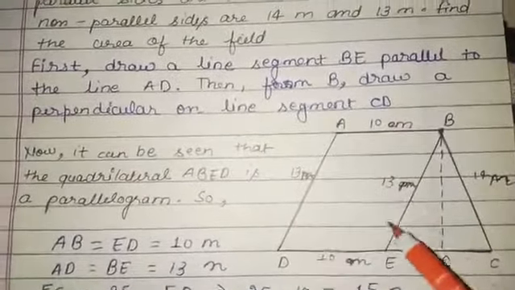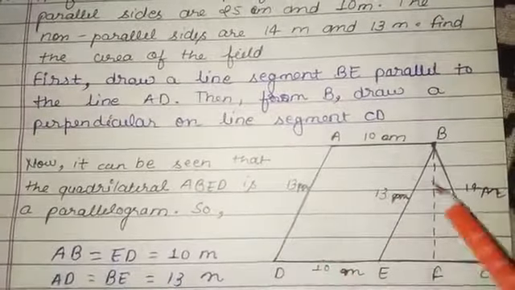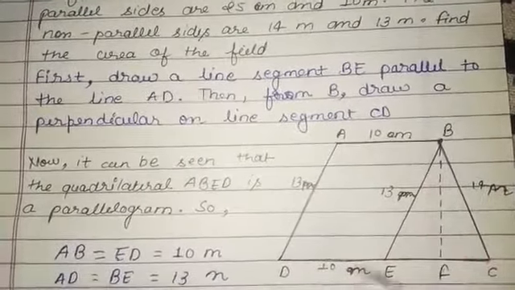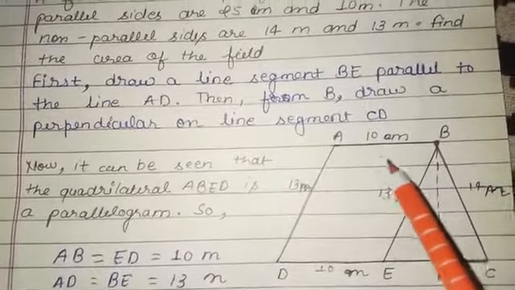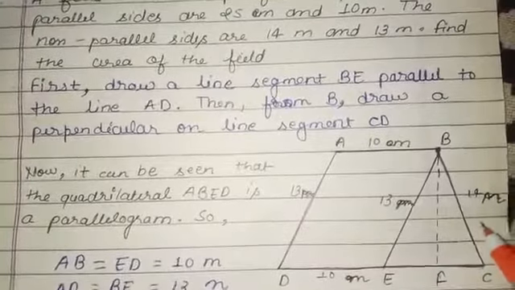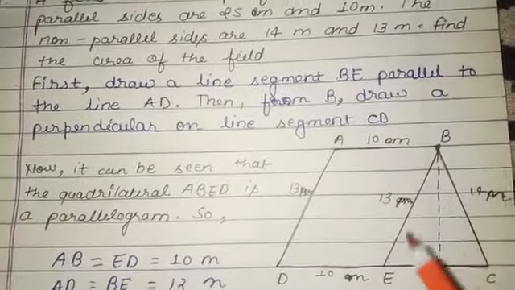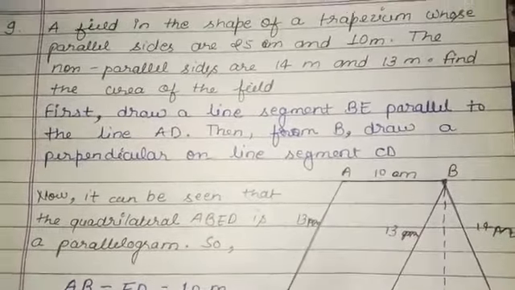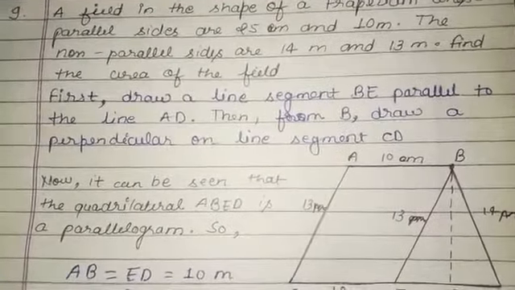So this figure, this is a trapezium. ABCD is a trapezium. The non-parallel sides are 13 meter and 14 meter, and the parallel sides are 10 meter and 25 meter.